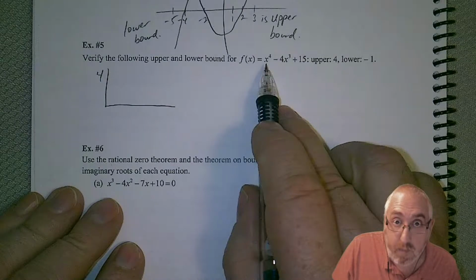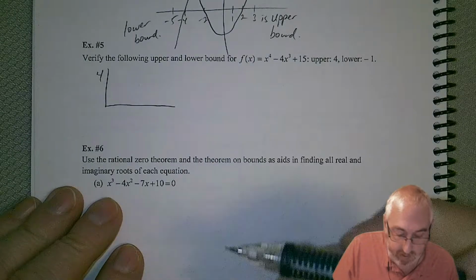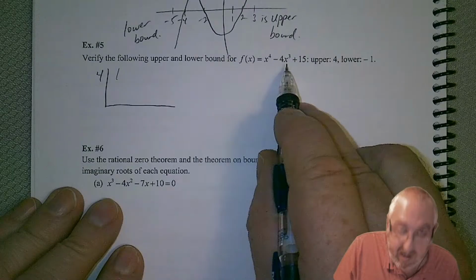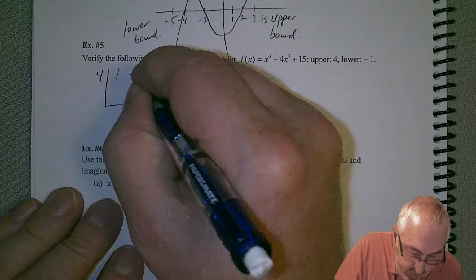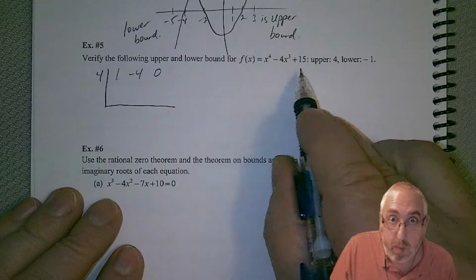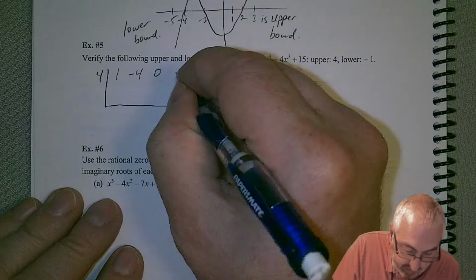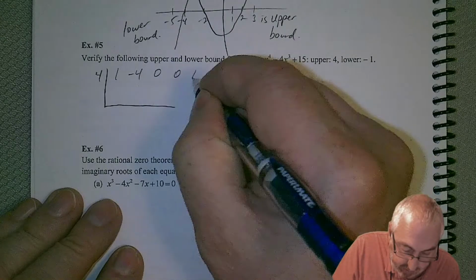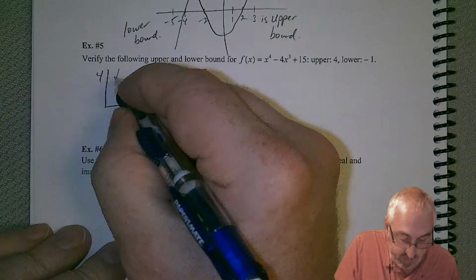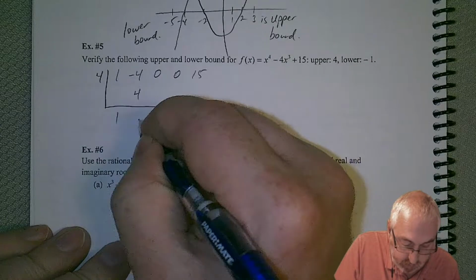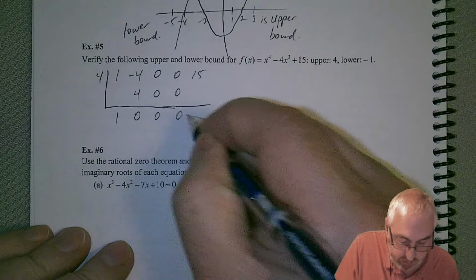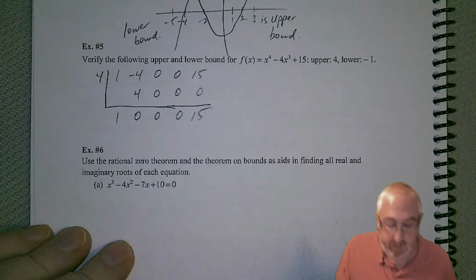So x to the 4th power. So be careful. Don't forget any of those powers of x. So 1, we do have x cubed. So -4 would be next. We are missing x squared. So we need to keep track of that. We're missing x. So we got to keep track of that. And then we can put our constant. Let's see what happens. So we multiply to get 4, subtract to get 0, 0, 0, 0, 0, 0, 15.